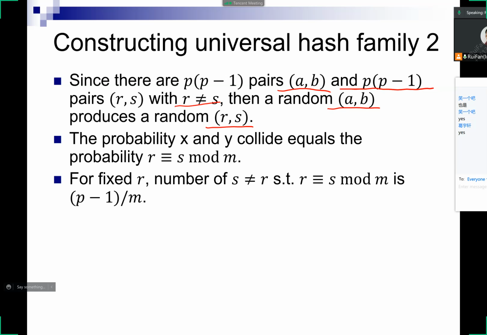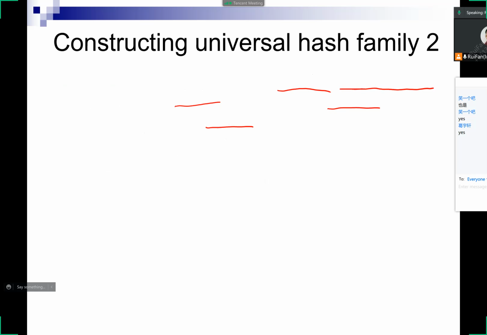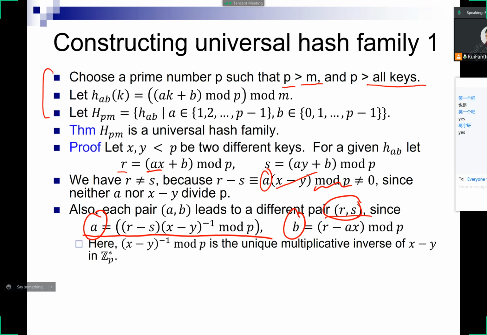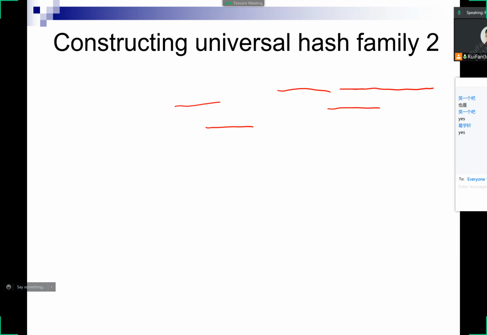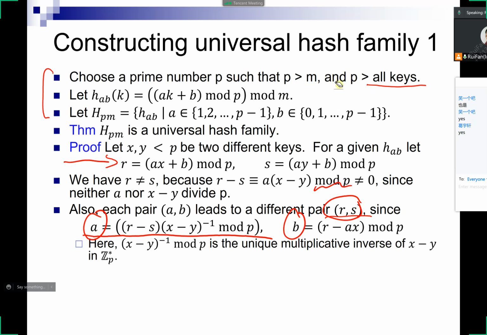So the way that we use the universal hash family is we pick a random HAB function, and we do that by picking a random AB pair. And this is going to produce a random RS pair, where R and S are defined as over here. All right. So previously we only looked at this part of the HAB function. We didn't consider the modulo M part yet. So now we're going to add back the modulo M part.